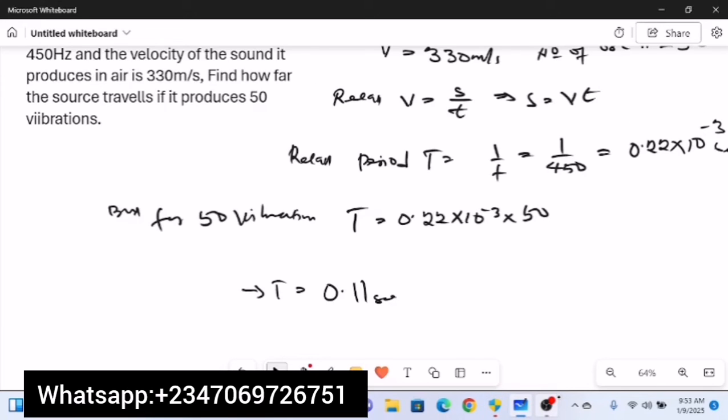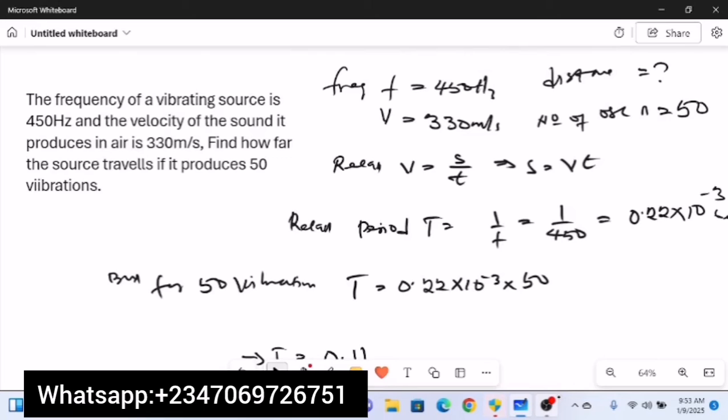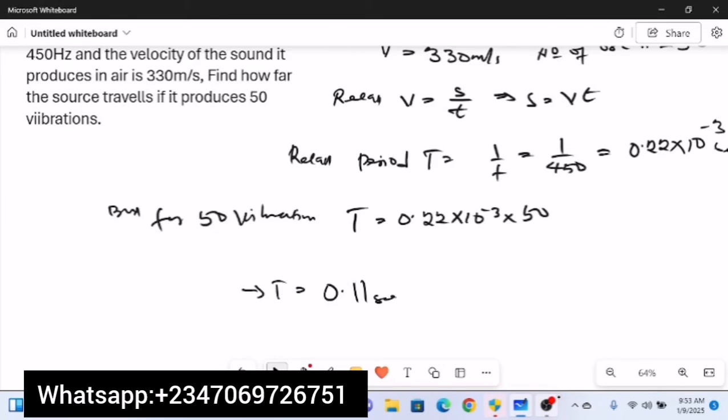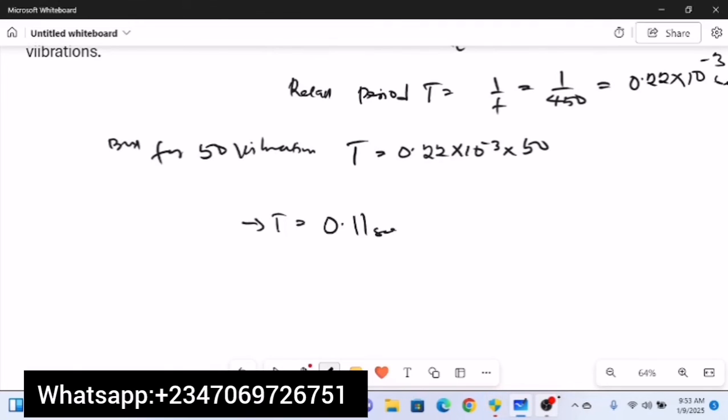Now, since we know the velocity, we can easily find the distance of the sound traveled, simply velocity times time. Velocity is 330, therefore distance s is equal to 330 multiplied by 0.11, which gives approximately 36.67 meters. So 36.67 meters becomes the distance traveled by the sound.